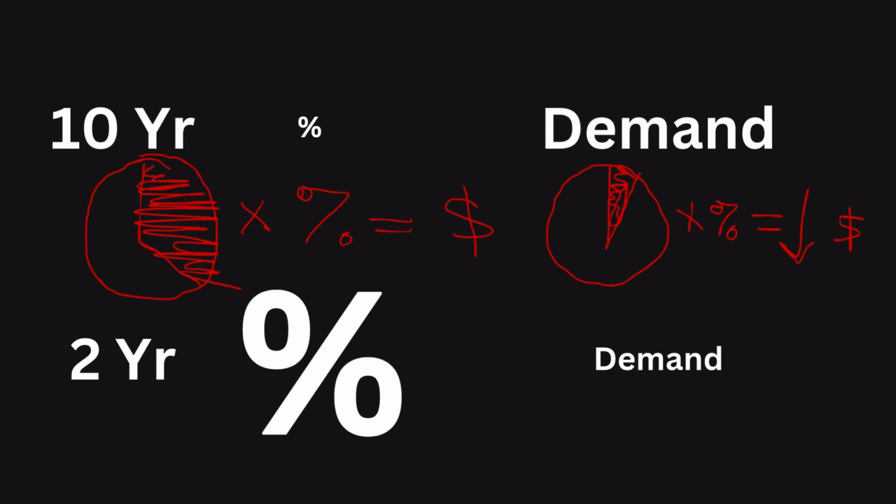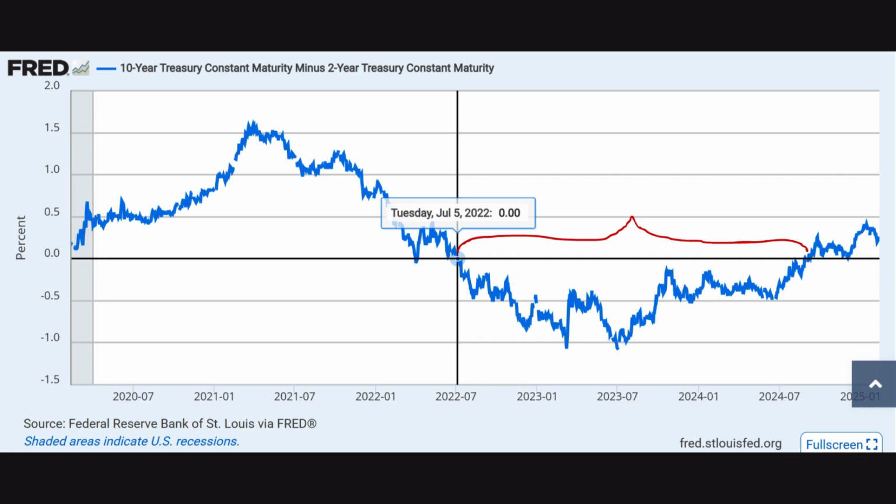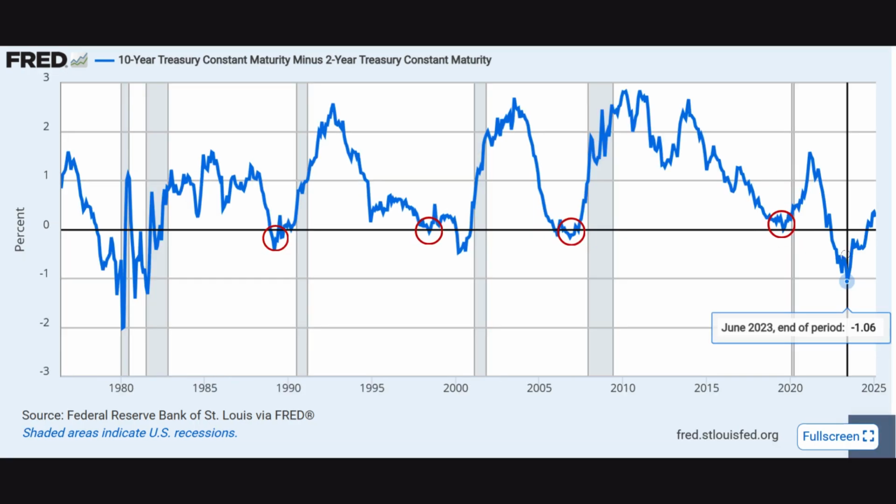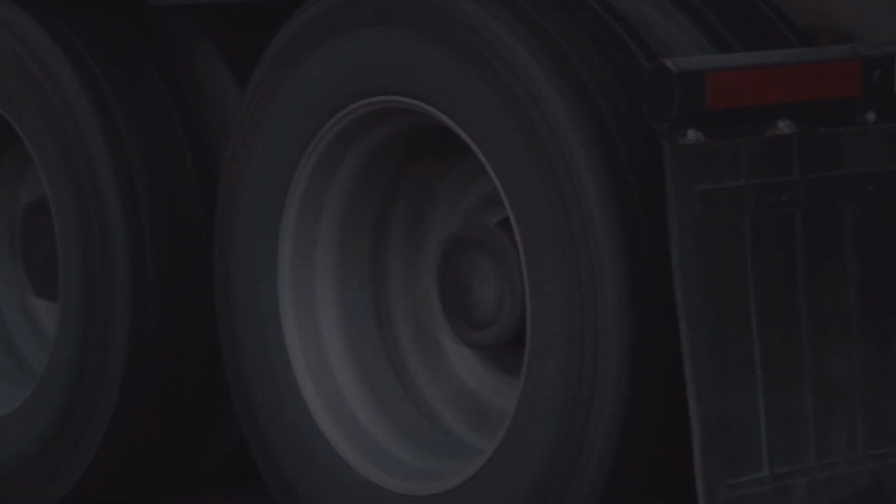The yield curve has been inverted for 793 days, but is now back in positive territory. However, many previous inverted readings were followed with a recession, making the inverted yield curve one of the most popular recession predictors. Next, transportation sector performance.